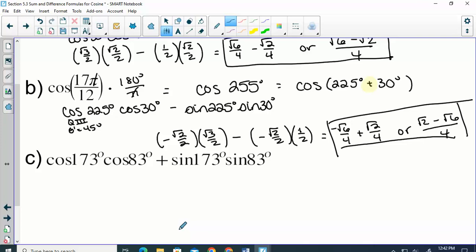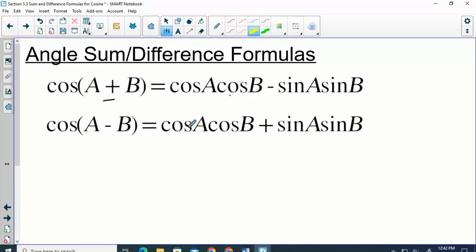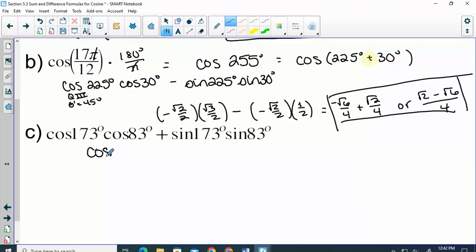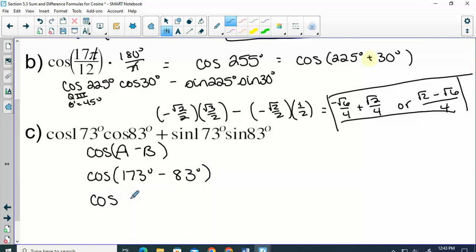Cosine cosine plus sine sine. It's subtraction. It looks like this, doesn't it? That's the cosine of A minus B formula. What is my A? And my B? 83. 173 minus 83 is 90. And what is the cosine of 90? 0.